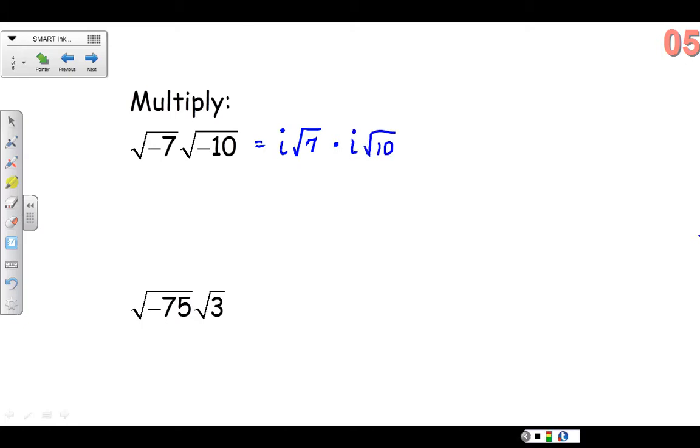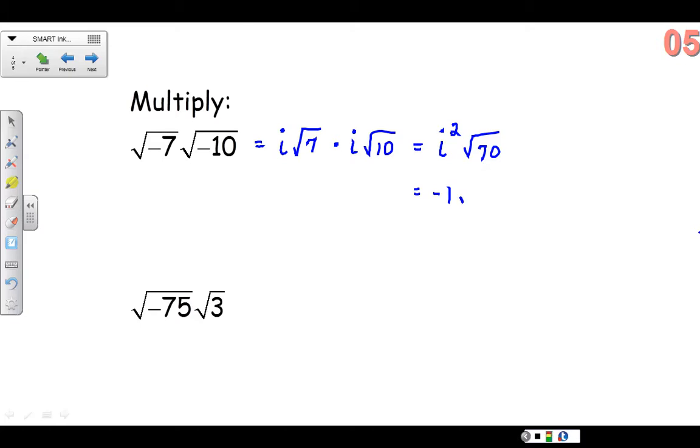So now we can simplify. i times i is i squared. And radical 7 times radical 10 will be radical 70, or the square root of 70. Now on the previous slide, I spoke to you about powers of i. i squared, you're going to always substitute in a negative 1. So i squared is negative 1. Anytime we see that, we're going to replace that.